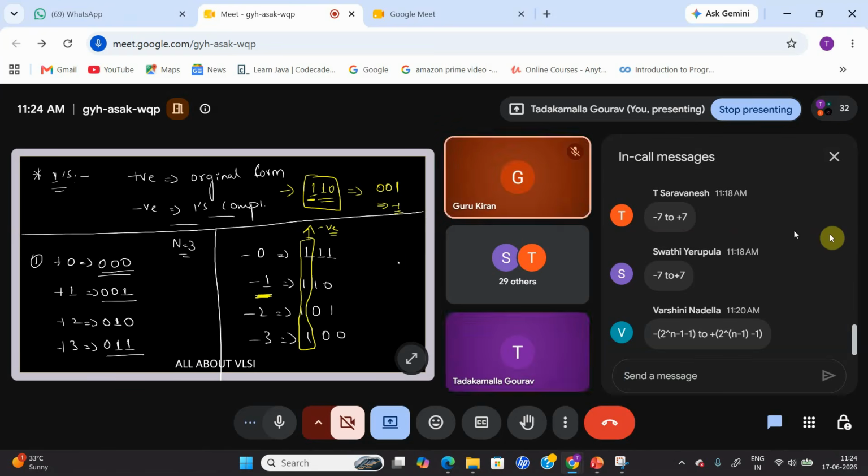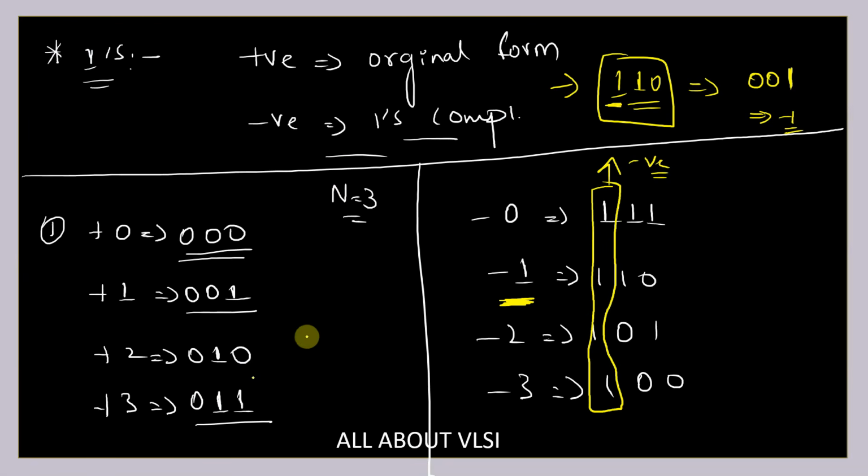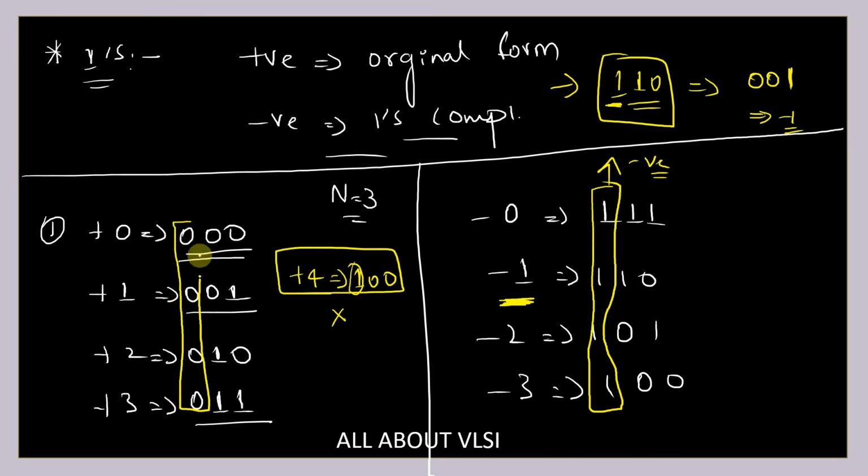Now, let's say suppose plus 4. If we have plus 4, it is nothing but 100. This will be out of range. Why is it out of range? Because your MSB is becoming 1 now. For positive numbers, you can see MSB is 0 only. So you can treat this plus 4 as out of range.